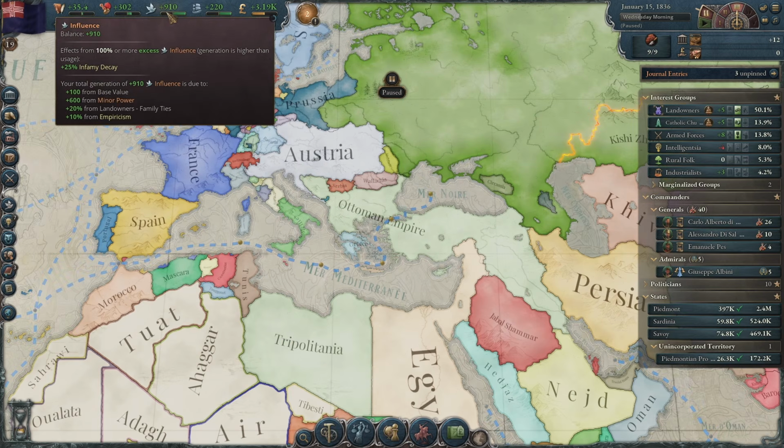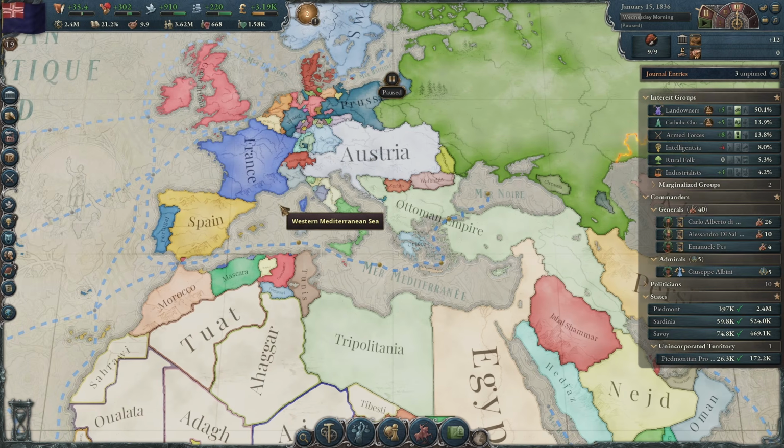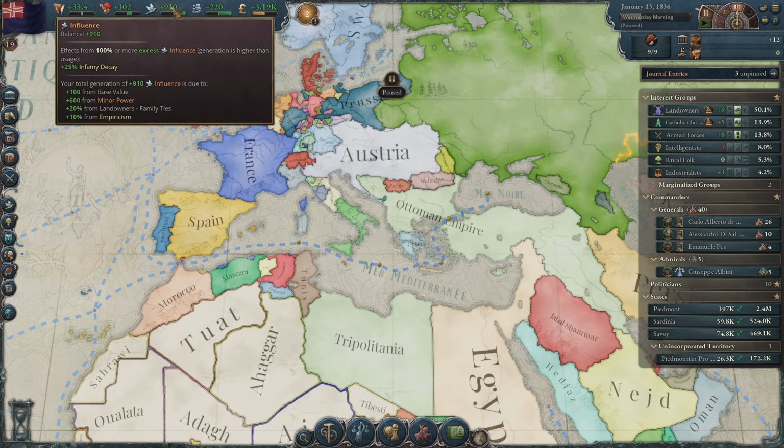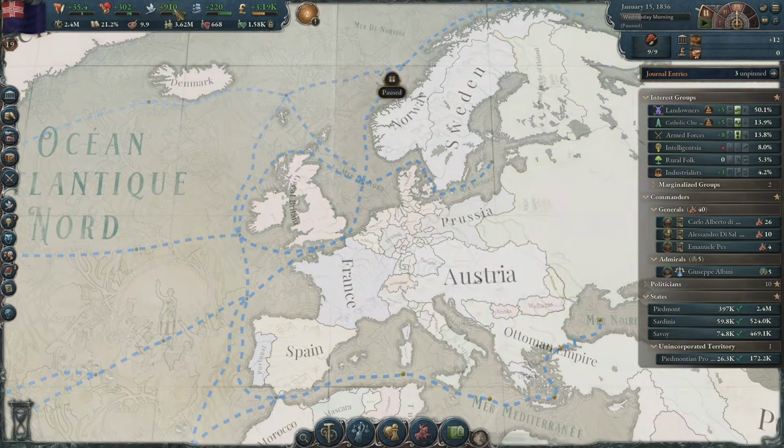Up next, we have influence. Influence is meant to represent sort of soft power. It represents your diplomatic standing in the world, but also your way to leverage that diplomatic standing with other nations. One of the most important things when it comes to influence is the bonus you get for excess influence generation. If you have more influence in terms of your generated balance than you have currently spent, then you'll get an infamy decay bonus. So in this case, we haven't spent any influence on anything.